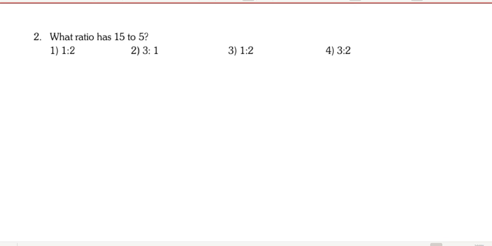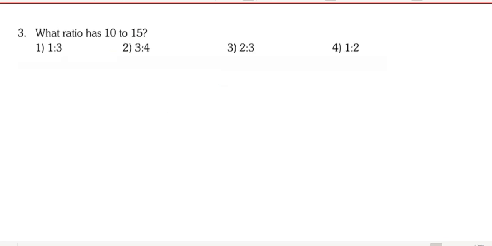Now let us go with the next question. What is the ratio of 15 is to 5? So for this we should find out a ratio. So 15 is to 5. Both are divisible by 5. 5 3s are 15, 5 1s are 5. So this can be written as 3 is to 1. If you observe the answer options, the second answer is the correct one for this question.